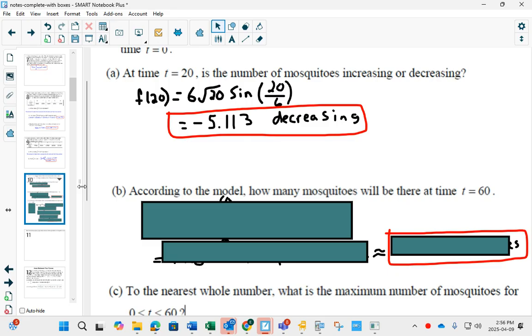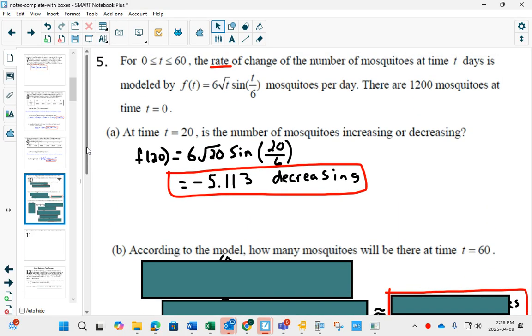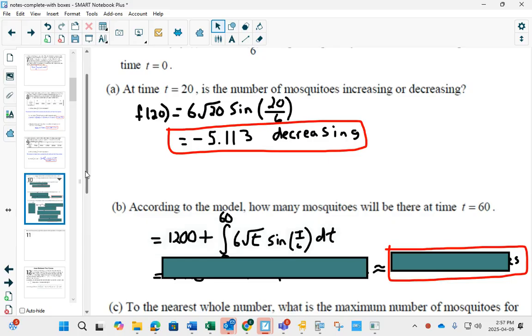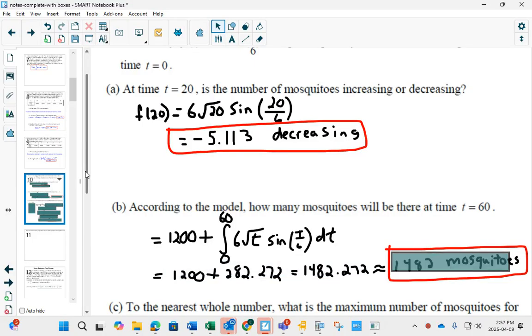According to the model, how many mosquitoes will there be at time 60? Well, now we want to know mosquitoes, but the model is a rate of change. So this is where we use the accumulation of change. We know we started off with 1,200. Then, how much change between 0 and 60? Plug that into your calculator, and we get approximately 1,482 mosquitoes.